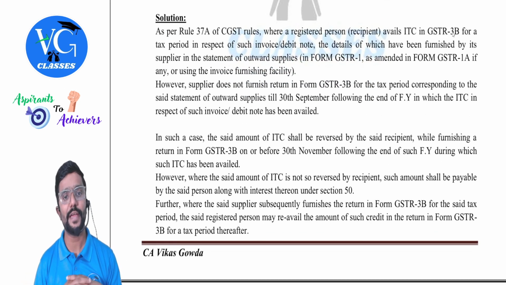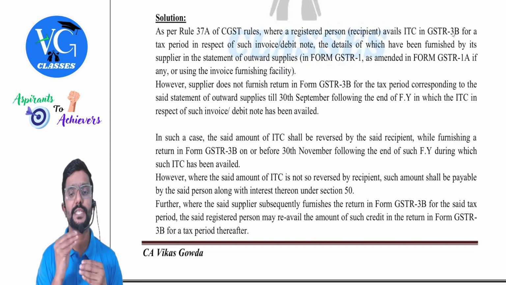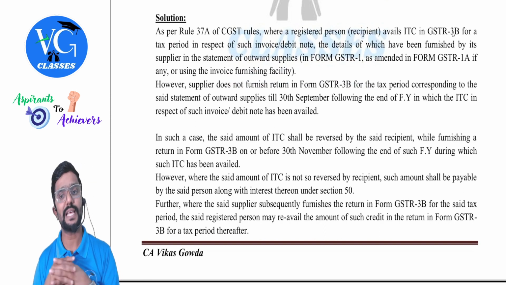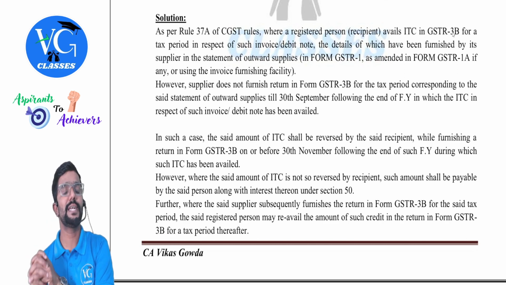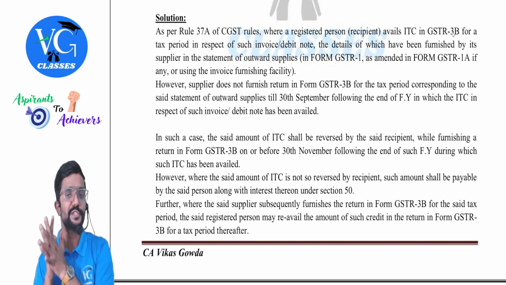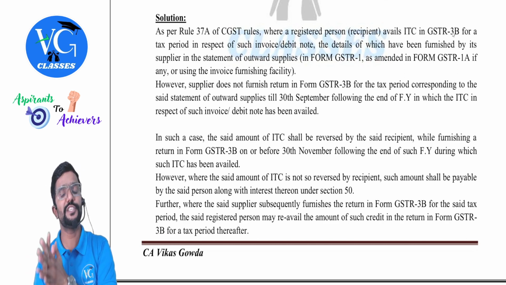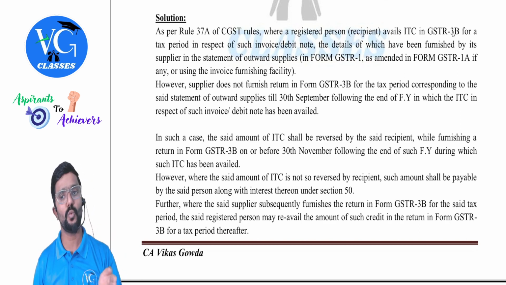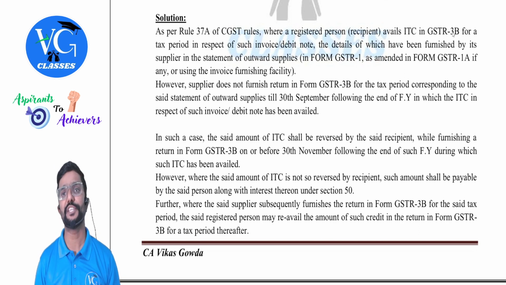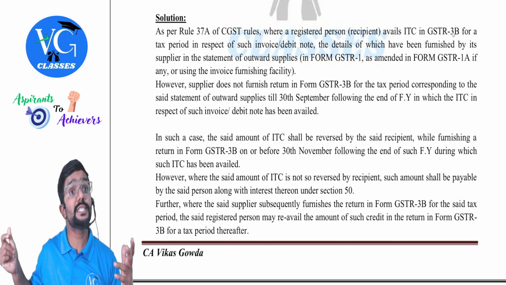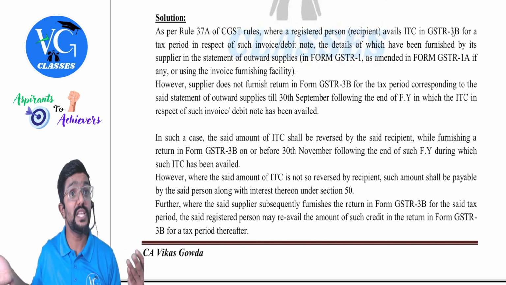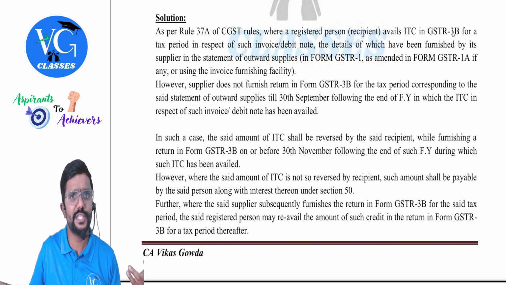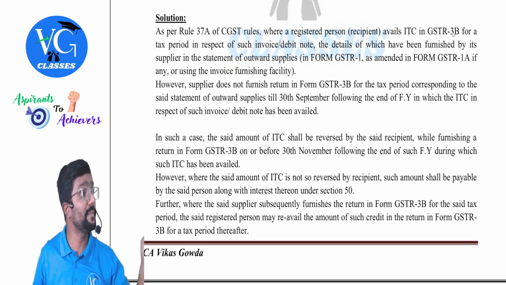As per rule 37A of CGST rules, where a registered person, that is recipient, avails ITC in GSTR 3B for a tax period in respect of such invoice or debit note, the details of which have been furnished by its supplier in the statement of outward supply, that is GSTR 1, or as amended by GSTR 1A, or using invoice furnishing facility. Who filed GSTR 3B? Recipient. Obviously, if he has to claim credit, he has to file 3B. But who has defaulted 3B?